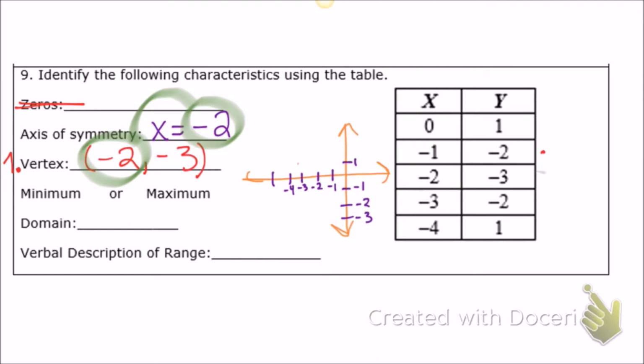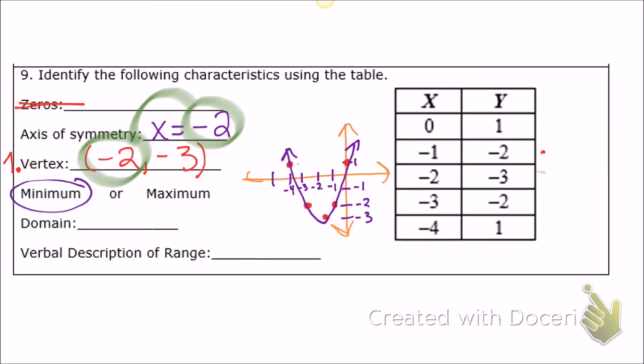Okay, I'm going to plot the points very quick. We have 0, 1, which is right here, this point. Then we have -1, -2, which is here. -2, -3, -3, -2, and then -4, 1. Okay, if you look at your dots and we just draw a quick line connecting them, what do we have? We have a minimum.